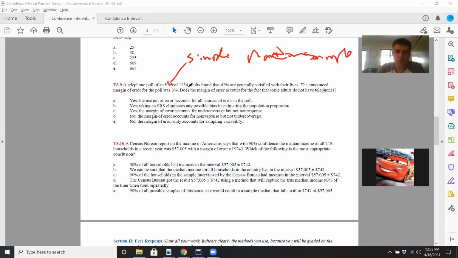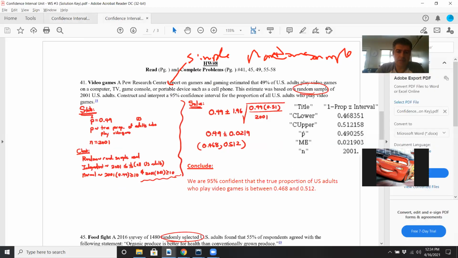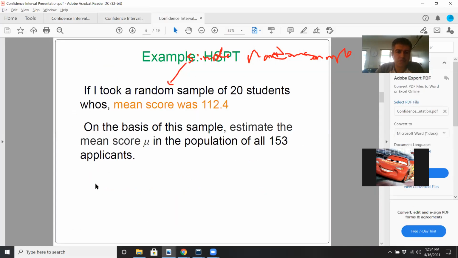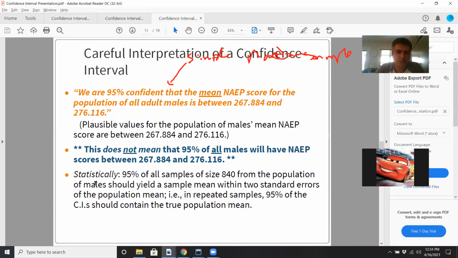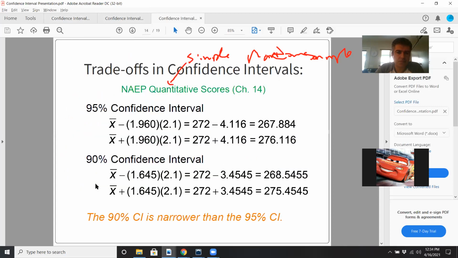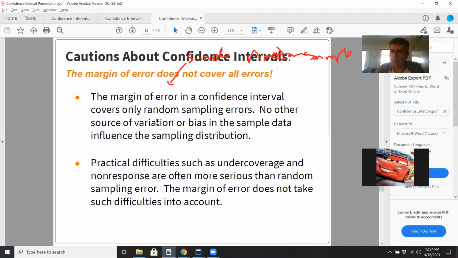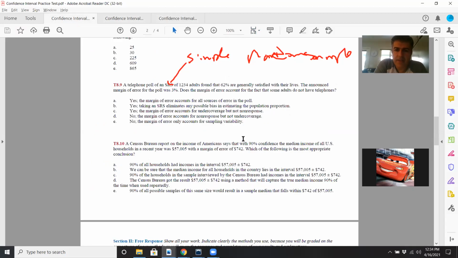And you have that many people in your survey, so 1,234 adults. 60% are generally satisfied with their lives, okay? The announced margin is 3%. Does the margin account for the fact that some adults do not have telephones? So remember we talked about this, if you look back at our presentation again, it covers only random sampling errors. No other source of error should bias the sampling distribution. So the margin does not take these difficulties into account, like non-response or undercoverage. So to answer this question, no, it does not.